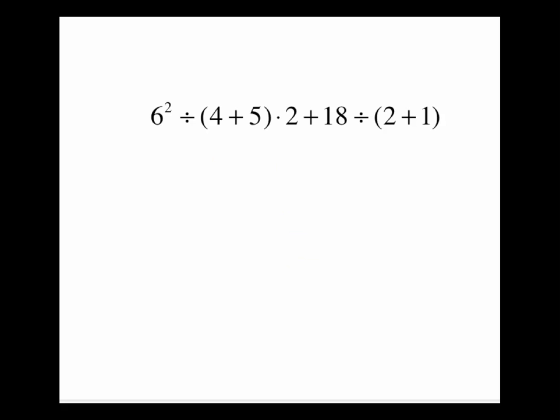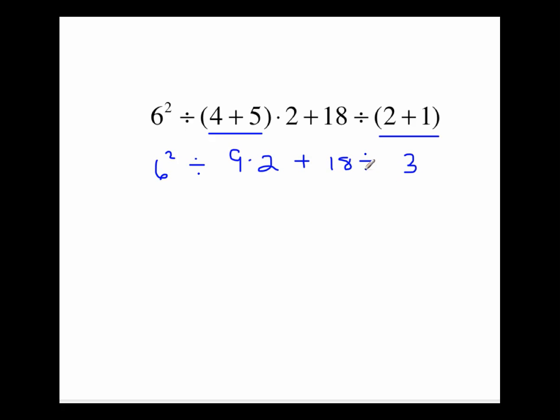Alrighty, another one. A little bit longer. 2 sets of parentheses. Evaluate those first. A 9 for the 4 plus 5, a 3 for the 2 plus 1, and everything else stays the same, gets rewritten with the same signs and the same operations, same order.